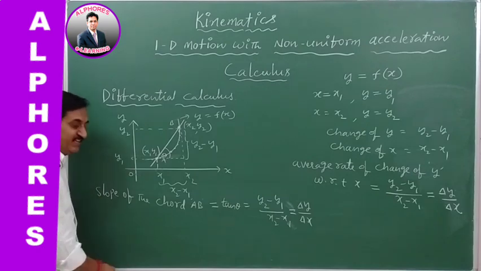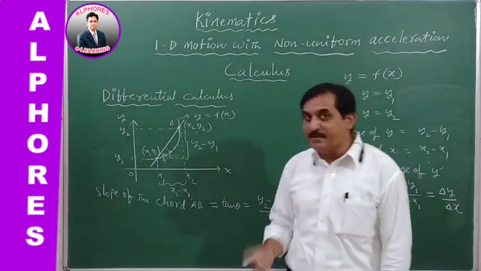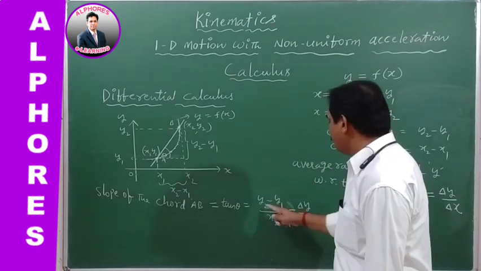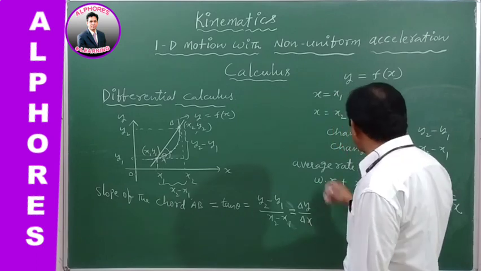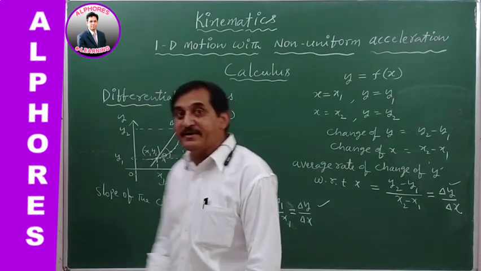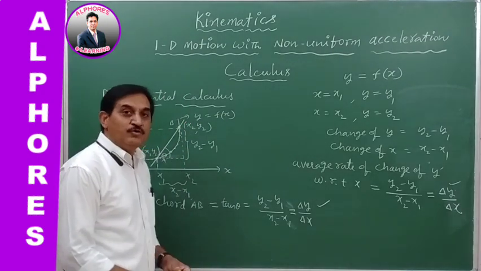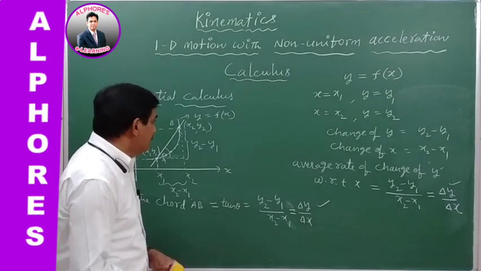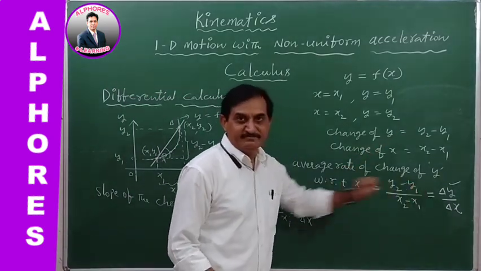That is indirectly giving the slope of the chord AB, which is equal to y2 minus y1 by x2 minus x1, which is delta y by delta x. Both are the same here. So very clear. By the geometry, what is the inference? So what do you understand from here? This is the average rate of change of y with respect to x, okay?